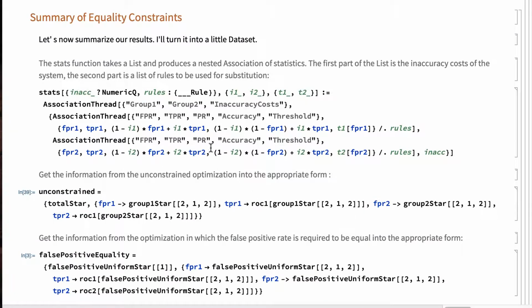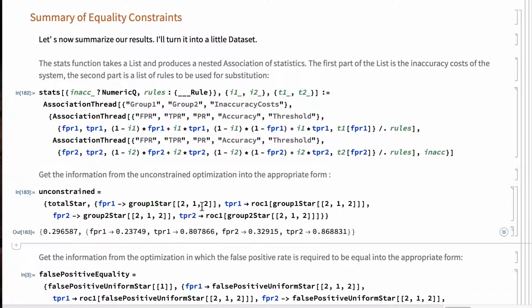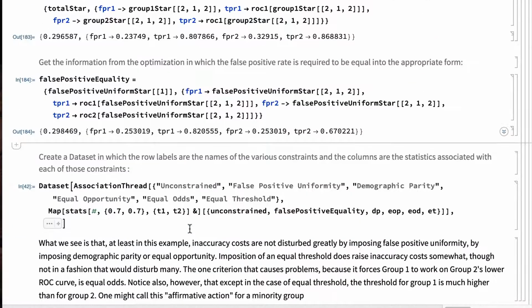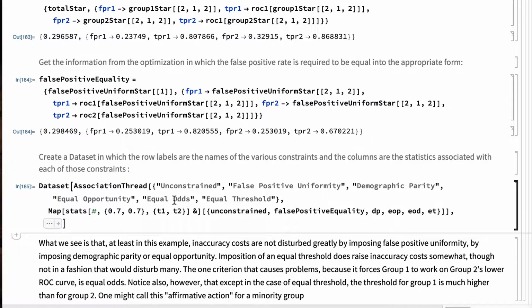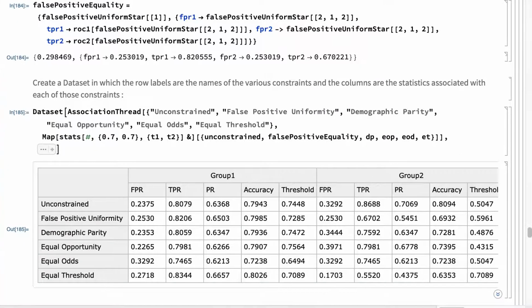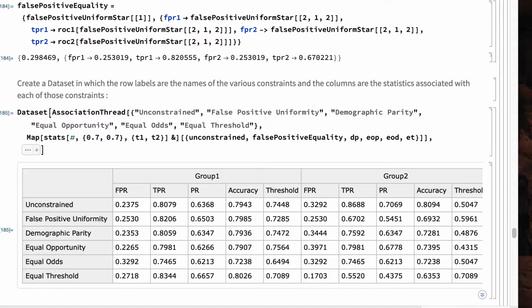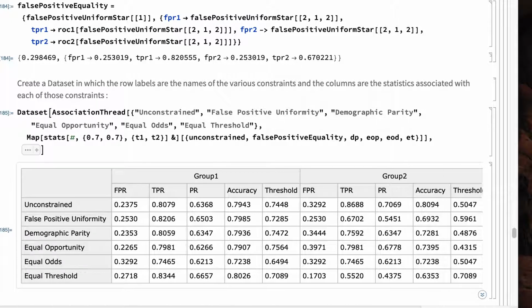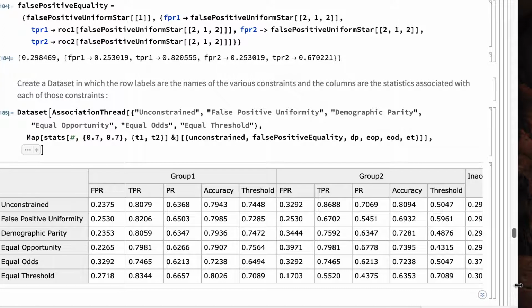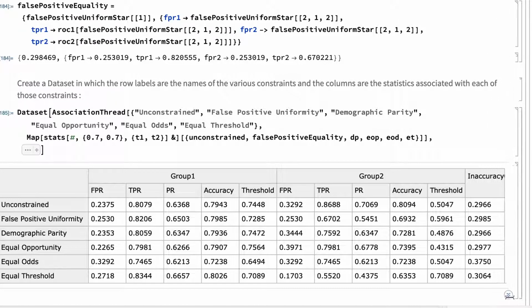I'm going to have some little functions here that help us. You can ignore that. That's just getting some data in the right form. And let's make our little data set here that summarizes our results. And I'm going to need to move that a little bit that way for you to see it. Okay. There we go. Just enough room for you to see.